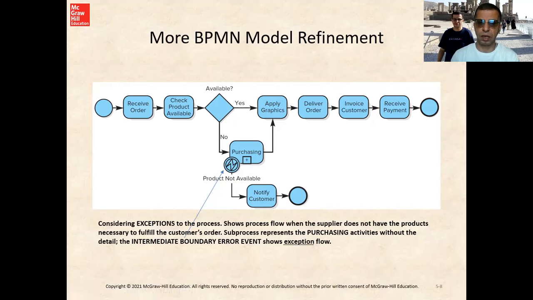So considering the exception to the process here in the purchasing, show the process flow when the supplier does not have the product necessary to fulfill the customer's order. So there is a certain process for whether we notify the customers or we do the process of purchasing, but we notify the customer we don't have that order because we don't have the product, and that's an exception.